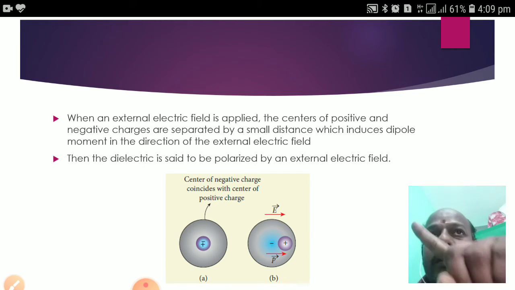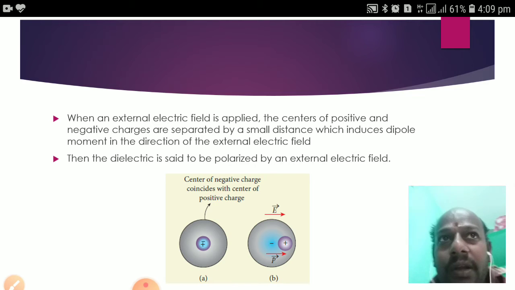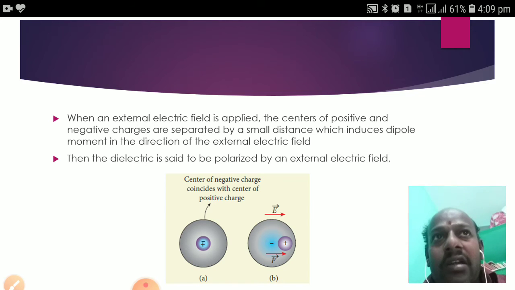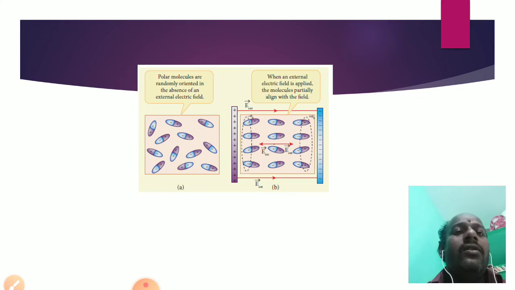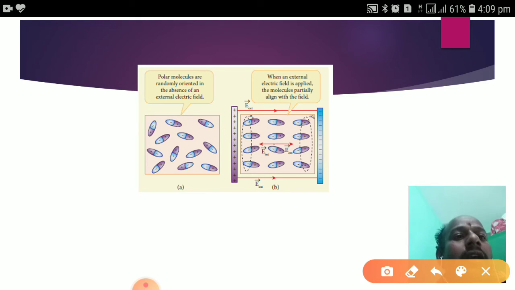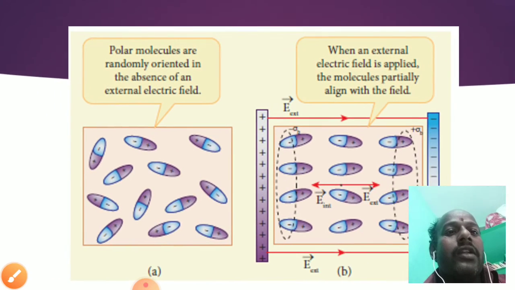Remember, in a conductor, when it is placed in an electric field, the field inside is 0. But for the dielectric or the non-polar molecule, when it is placed in an electric field, it has a certain electric field. Okay, so this diagram will show you easily. Look at the picture.